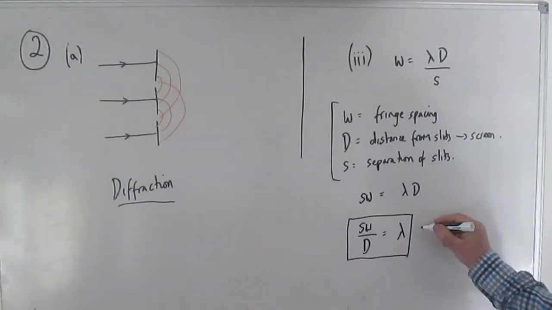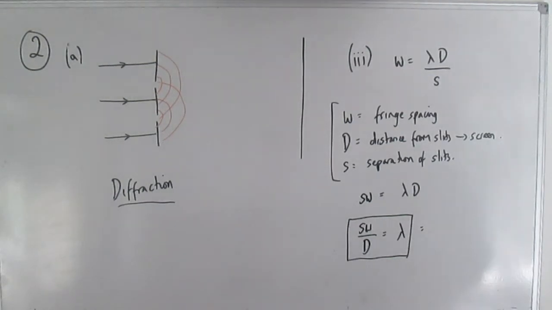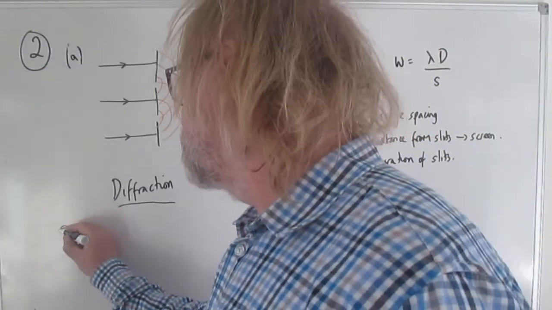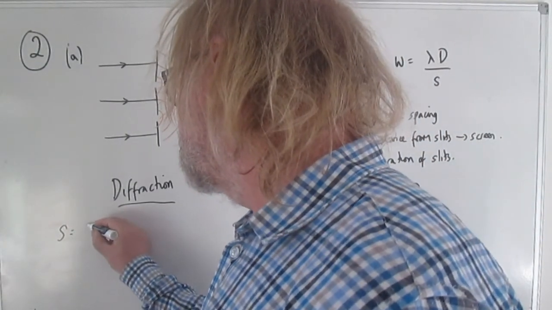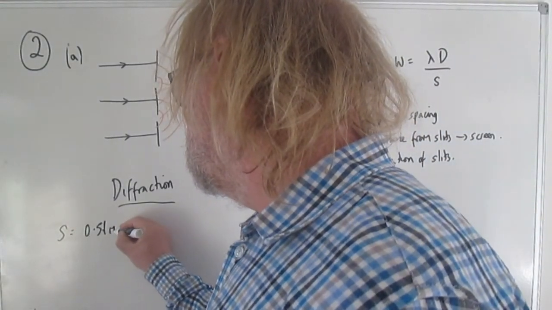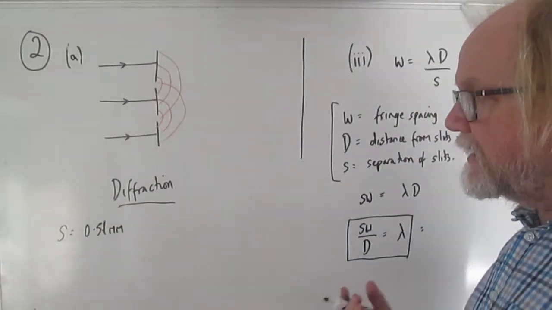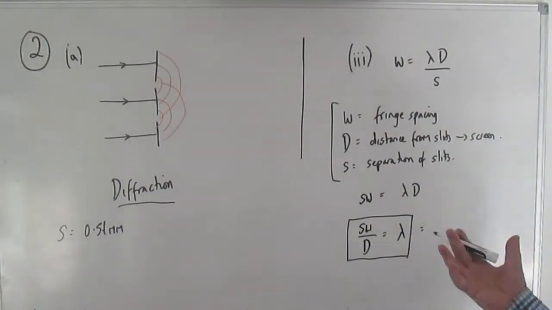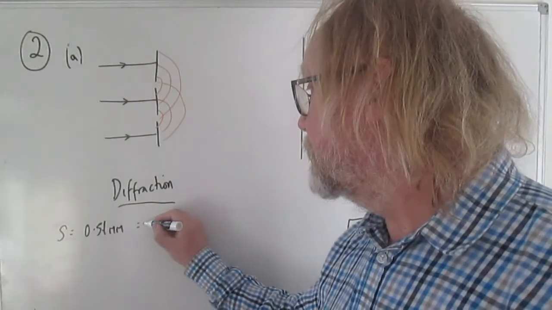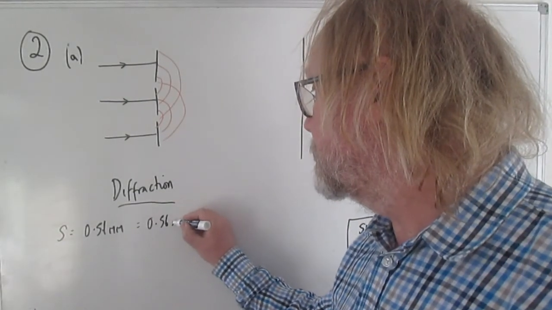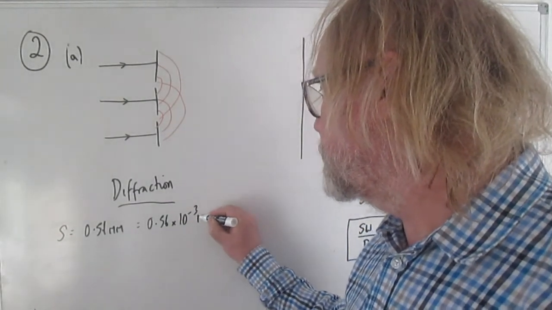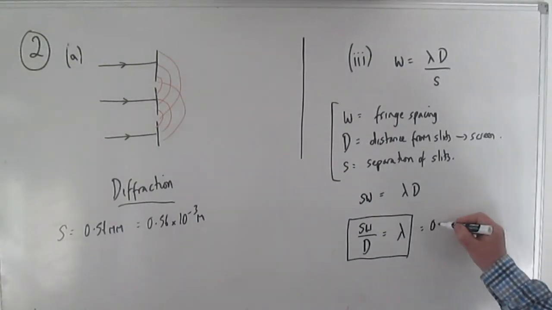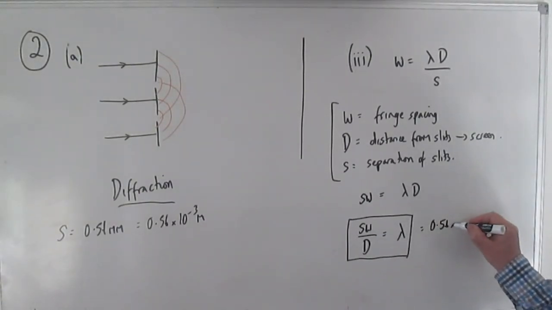So S is the separation of the slits, and it tells us in the question that that was 0.56 millimeters. But as in all these questions, the important thing is turning that into the SI unit, which is meters. So that's 0.56 times 10 to the minus 3 meters.